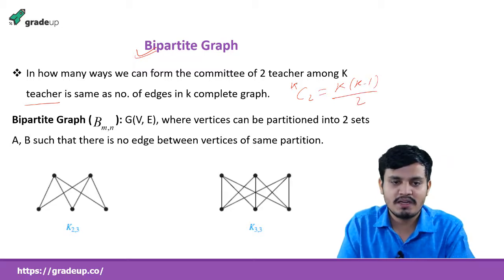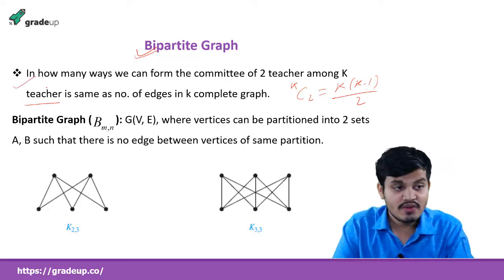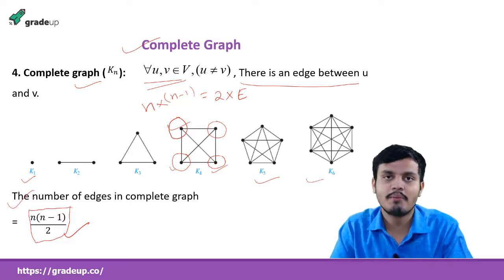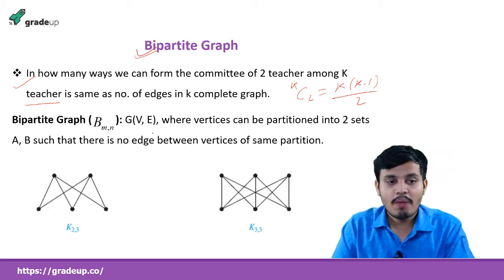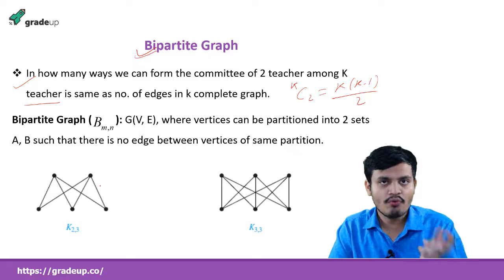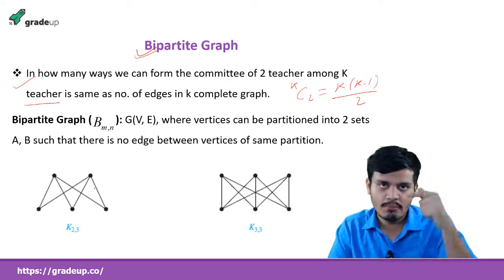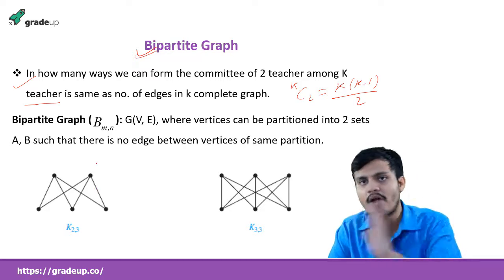If you place k equal to n, then you will get the number of edges in a complete graph. Either think like this or prove it using the handshaking lemma. Both are correct. Now, bipartite graph. In a bipartite graph, we partition the set of vertices into two such that there will be no edge within a partition; a vertex can have an edge to the other partition only.